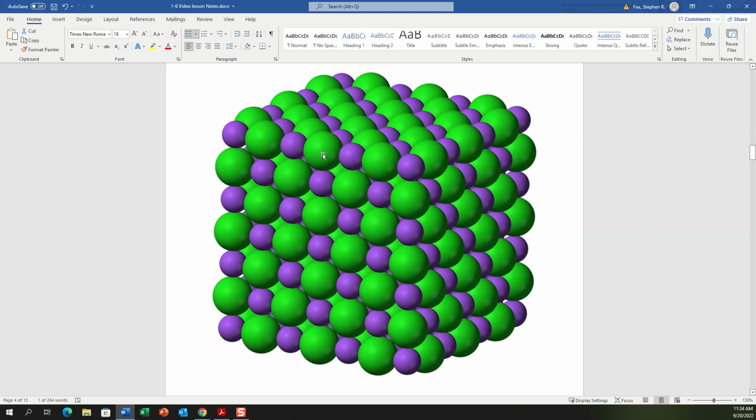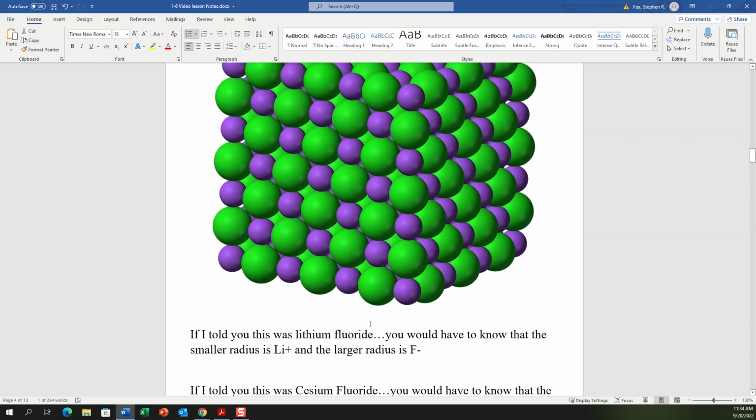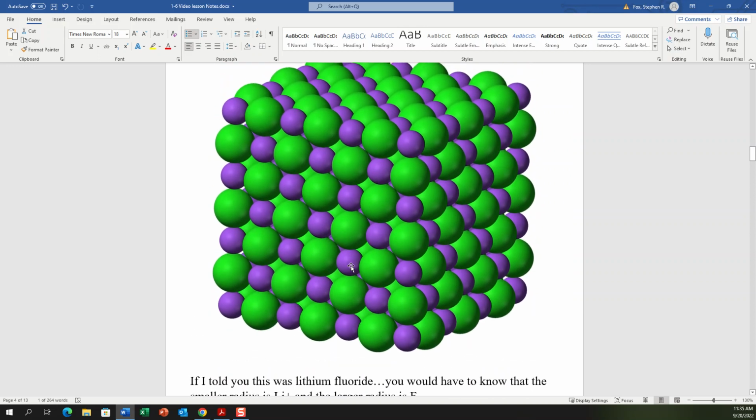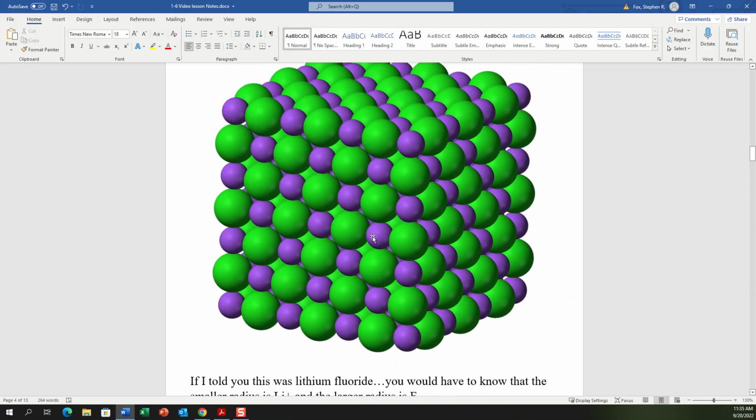And the way you would know that is you'd go to your periodic table and you know that lithium 1+ is smaller than helium, and you know that fluoride F minus is bigger than neon, and you know helium is smaller than neon. So if you were told which ionic compound this was, and lithium fluoride in this case, you'd have to recognize that the smaller sphere is the lithium ion and the larger sphere is the fluoride ion, okay? If you were told this was cesium fluoride instead, then it would be flipped, and you would have to know that the smaller ion is fluoride and the larger ion would be the cesium 1+ ion.